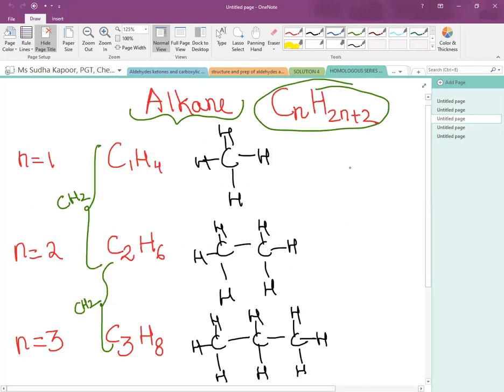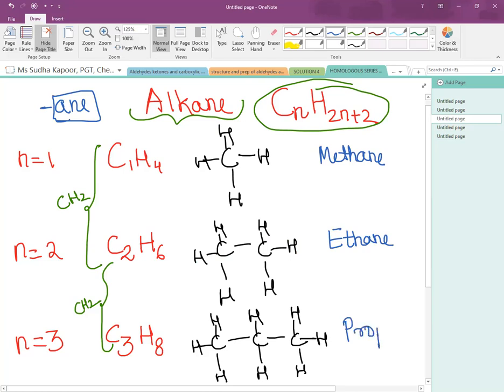So let us give the names of our homologous series that we have just prepared for alkane, alkene, and alkyne. 1 carbon, the suffix used is "-ane", and the prefix for 1 carbon is meth. So the name becomes methane. 2 carbon, eth, single bond, ethane. For 3 carbon, prop, single bond, we will call it propane.